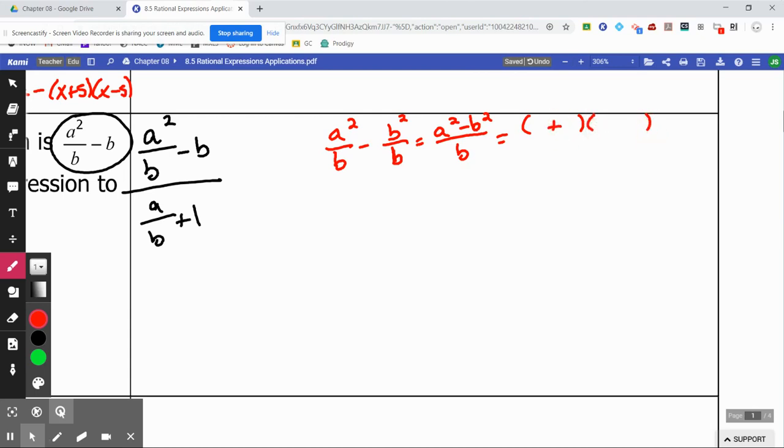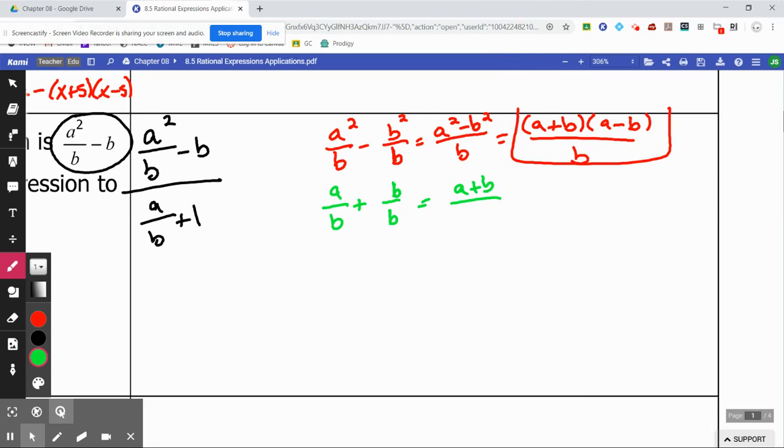Two sets of parentheses, plus and minus. That'll be an a times itself and a b times itself. Then on bottom, you still have the b. So there's your top simplified. Down bottom, we have a over b plus 1 over 1. B is going to be our common denominator. Multiply top and bottom by b here. And that's going to give you simply a plus b over b. So you're done with the bottom now.